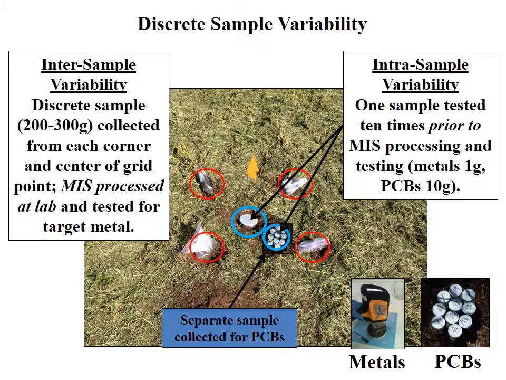Second thing we did is we looked at the variability within a single sample, or intra-sample variability. In this case, for metals, we took the center sample collected from each grid point, and we tested it 10 times with a portable XRF without disturbing the sample when it was collected. For PCBs, we collected a 6th sample at each grid point. In this case, we took the sample and put it into 10 separate jars and had the laboratory test each one of these subsamples.